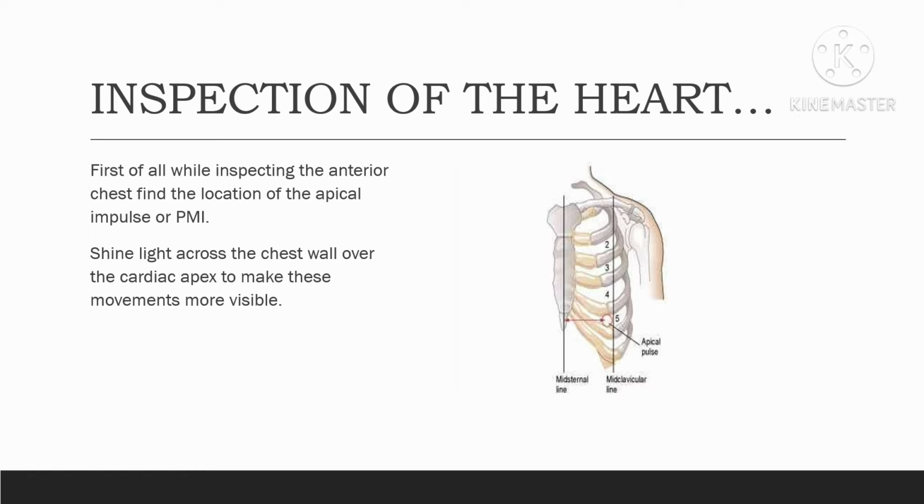Inspection of the heart. First of all, while inspecting the anterior chest, find the location of the apical impulse, or the PMI, the point of maximal impulse. Shine light across the chest wall over the cardiac apex to make these movements more visible.